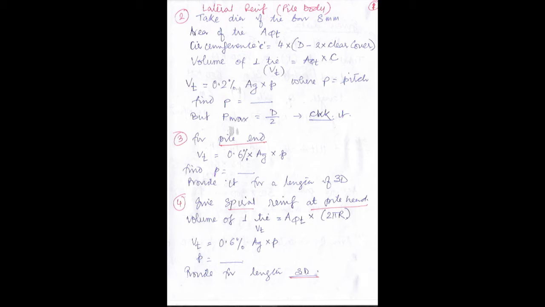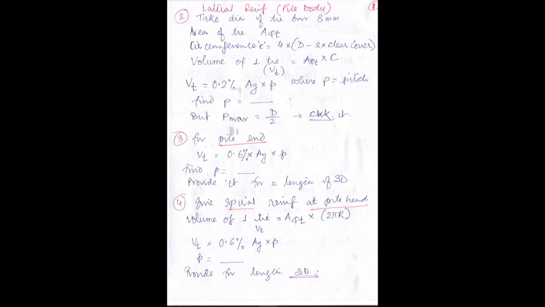Step number 2 was for what? That was for the pile body, and this is the pile end. Now provide it for a length of 3D. This pitch for the pile end, you have to provide for a length of 3D. D means what? Least lateral dimension. If you have taken 400 millimeter, how much will it be? 3 into 400, that means you have to provide this pitch up to 1200 millimeter, correct?